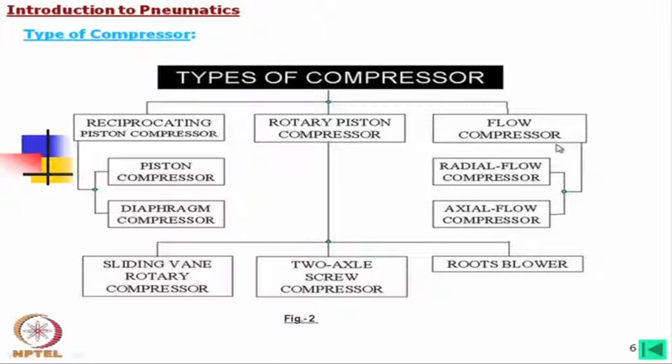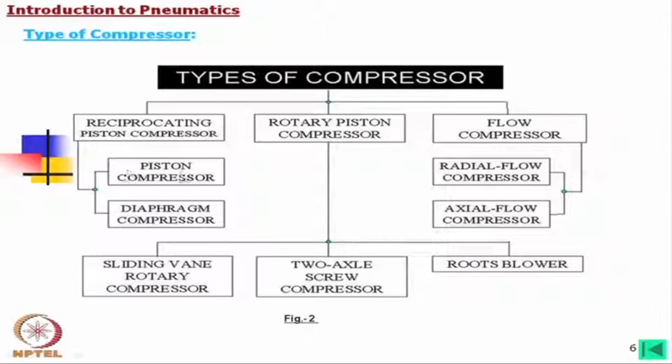And then another is the flow compressor, the radial flow compressor and axial flow compressor. These are two different types of flow compressor, but we shall not concentrate on them, because these are special types. They are not normally used in such big systems, only in very small systems. But the reciprocating piston compressor is very common, particularly the piston type, and among the rotary types, both the sliding vane and the two-axle screw or gear type compressors are mostly used. So, we shall concentrate on these items only.